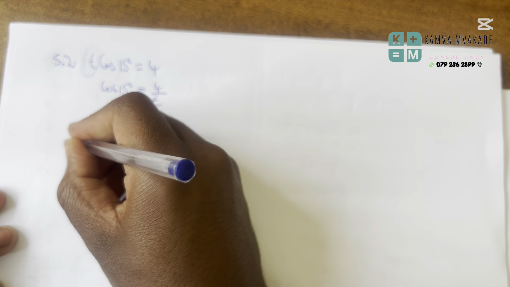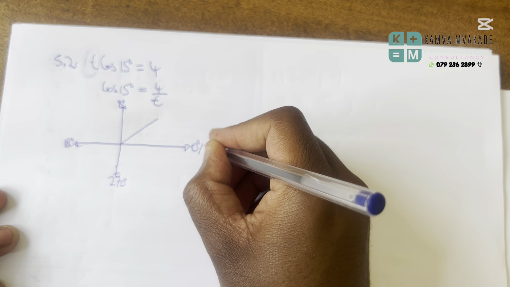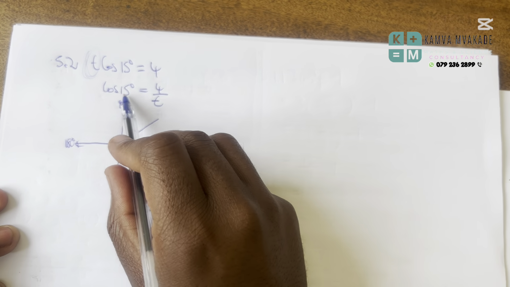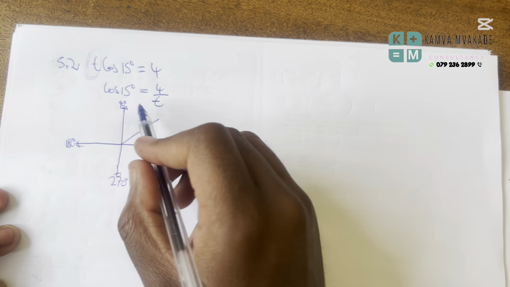So the diagram that we're going to draw is going to be simple because the angle that we have is 15 degrees. 15 degrees is in quadrant number 1 because we have 0, 90 degrees, 180, 270, and 360. So 15 is between 0 and 90. So we are going to draw it here. And then the remainder is 15 degrees.